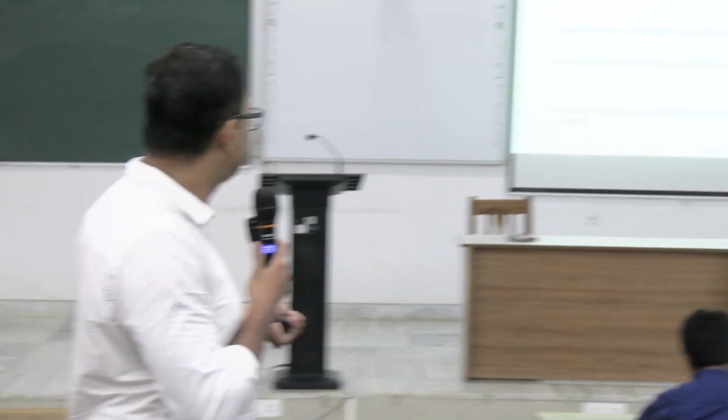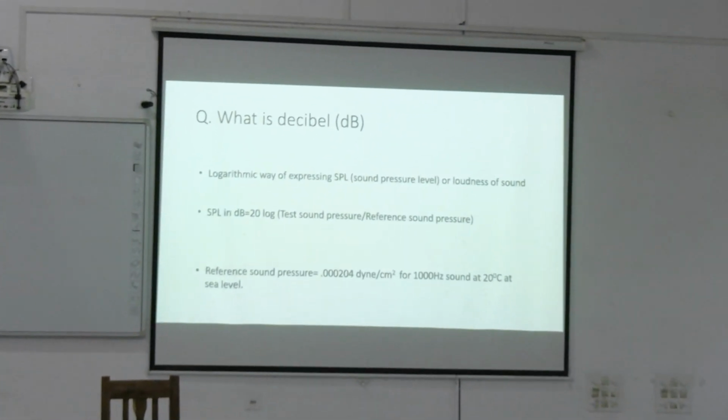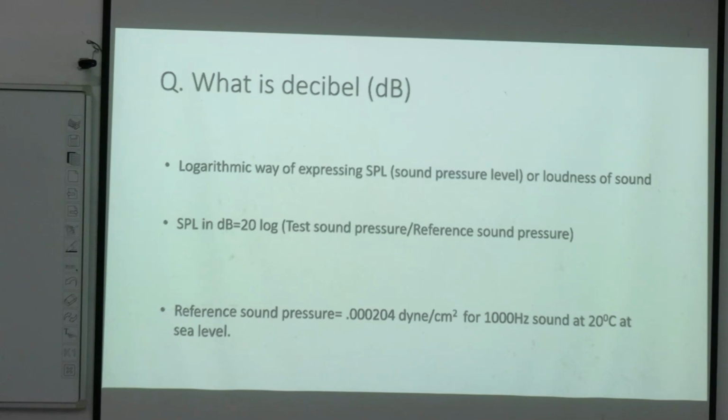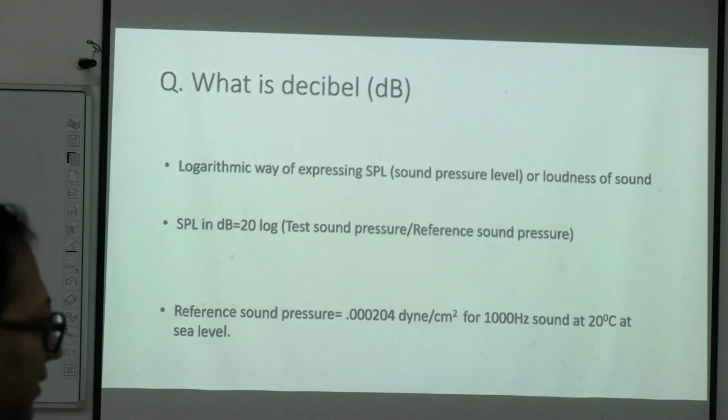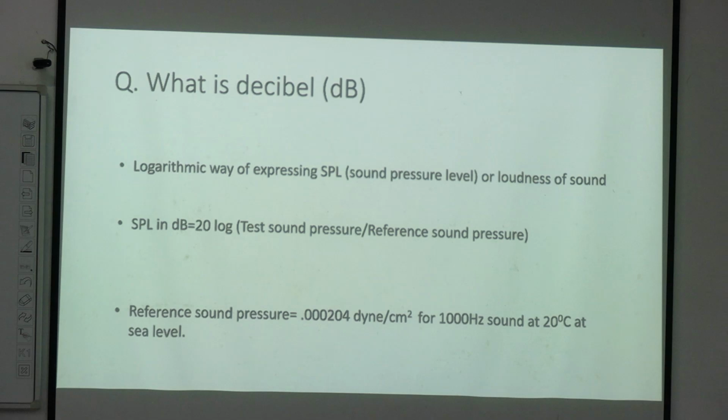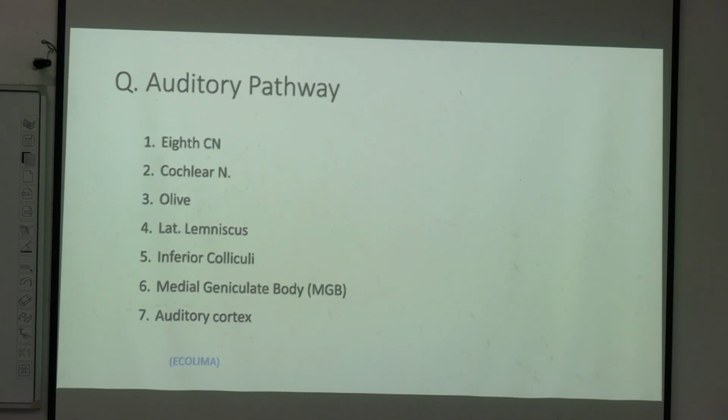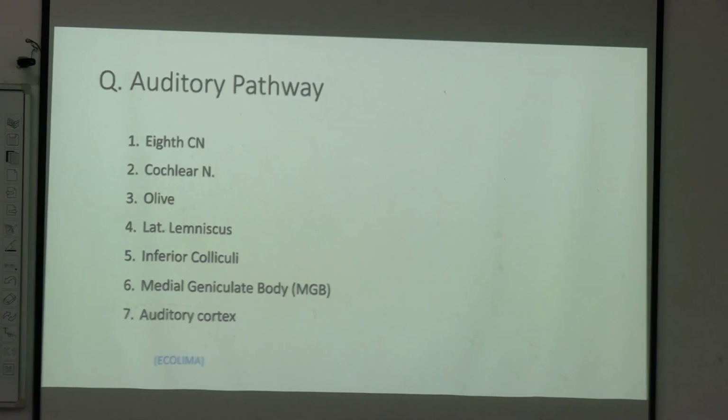That reference sound pressure level is 0.0002 dyne per centimeter square, and we express any sound in a logarithmic way, that is, how many times of this reference sound. So the sound pressure level formula is 20 log of test sound pressure divided by reference sound pressure. We had discussed this yesterday, right? Now the auditory pathway we have discussed, how the auditory nerve, that is the cochlear nerve, reaches the auditory cortex. You must remember the pathway, and it is very frequently asked in your viva examination. And we have discussed the mnemonic, E COLI MA.